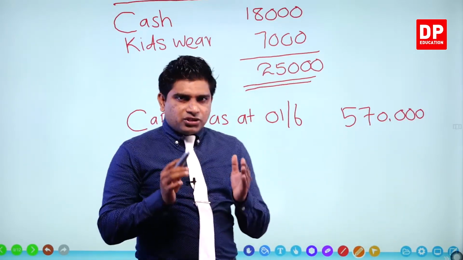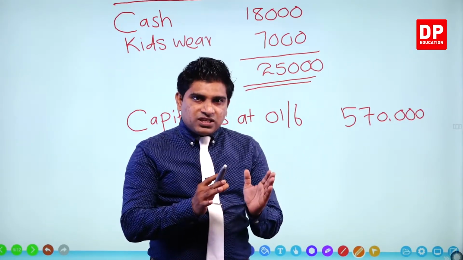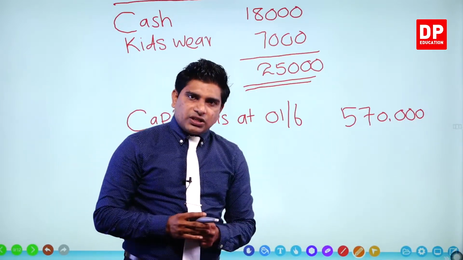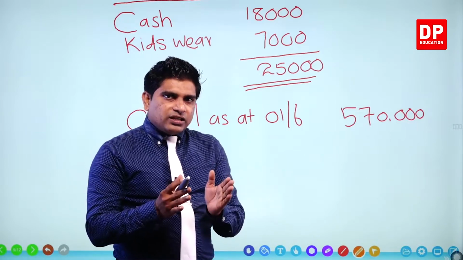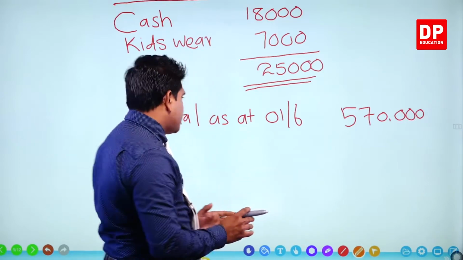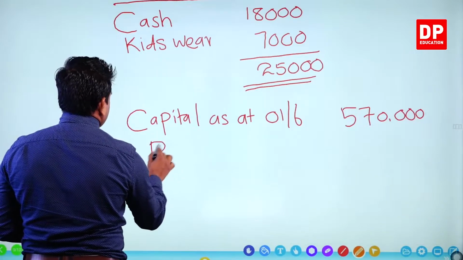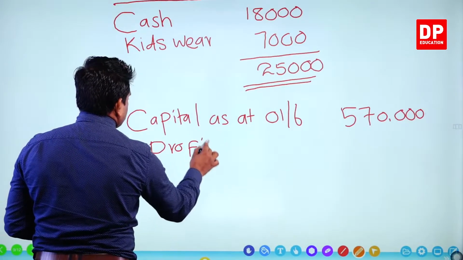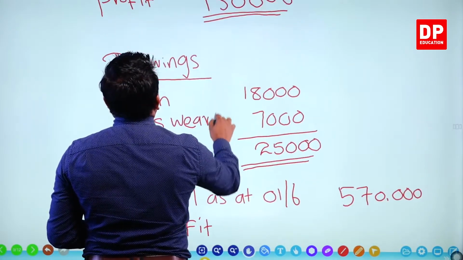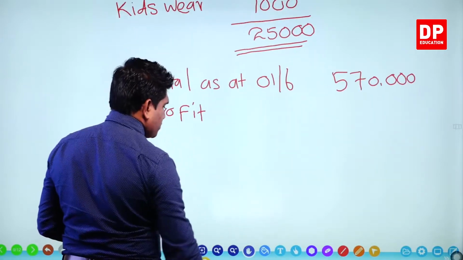Now you know the theory, my students. When the business earns income, equity increases. When the business pays expenses, equity decreases. At the beginning, we found equity of 570,000. From income, we subtract expenses, then we have net profit. Then net profit, you can add here. Profit 150,000.